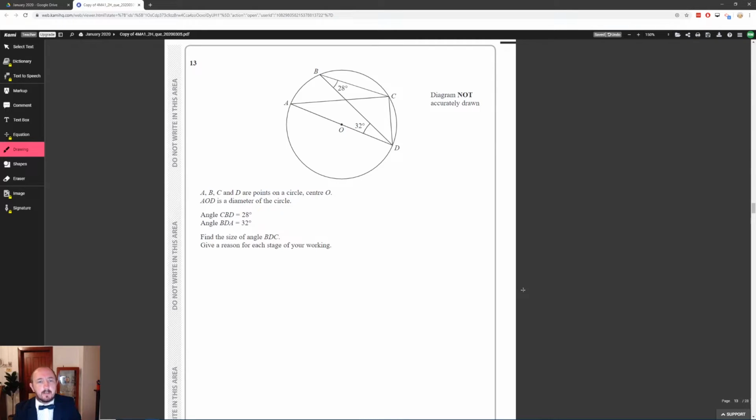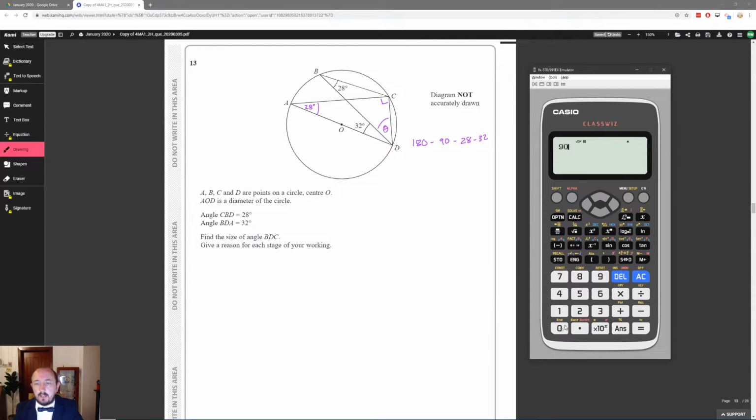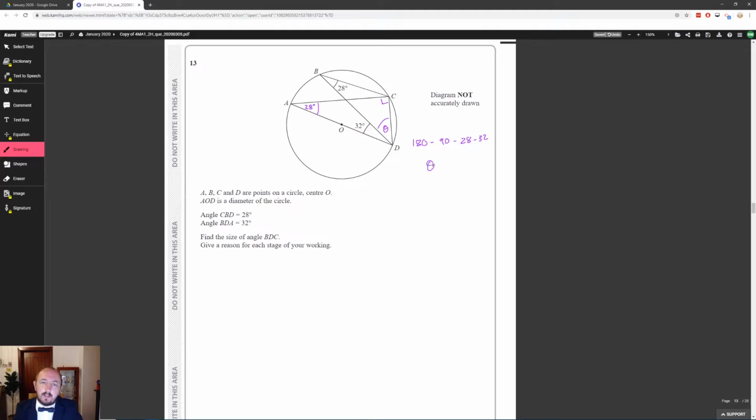Question 13 is a circle theorem. We can see we've got a diameter going from A to D, so that means this is going to be a right angle here because it's on the circumference, and this is also going to be 28 degrees because it's in the same segment. So that means we can work out what this angle is here, because it's going to be 180 minus 90 minus 28 minus 32. So we're going to do 90 plus 28 plus 32. That leaves us 30.